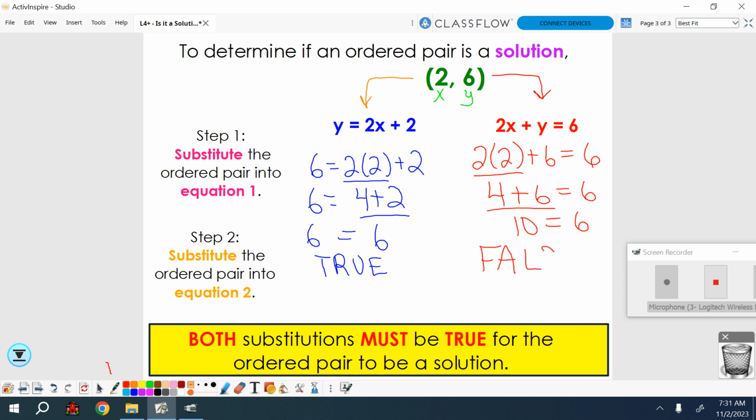What that means is 2, 6 is not a solution to this system. So you have to write that it is not a solution. Okay, 2, 6 would be a point that falls on this line, but it's not on both lines, okay, which means it's not the solution to this system.